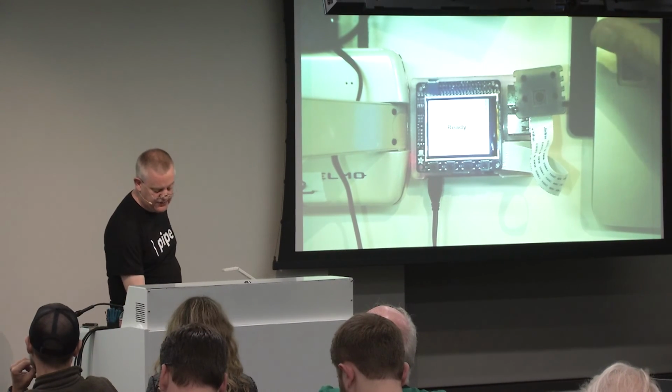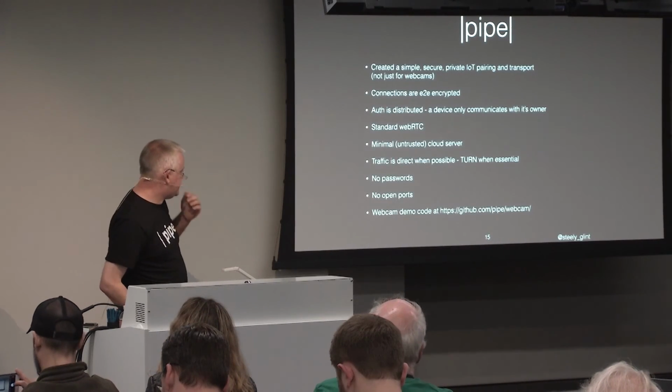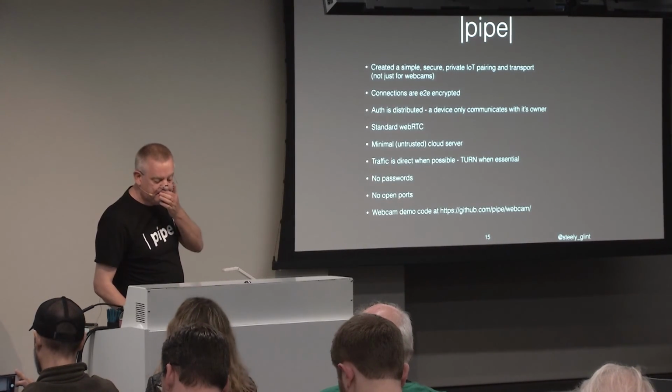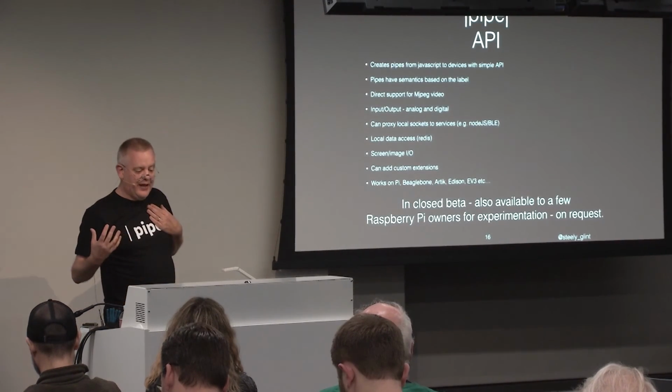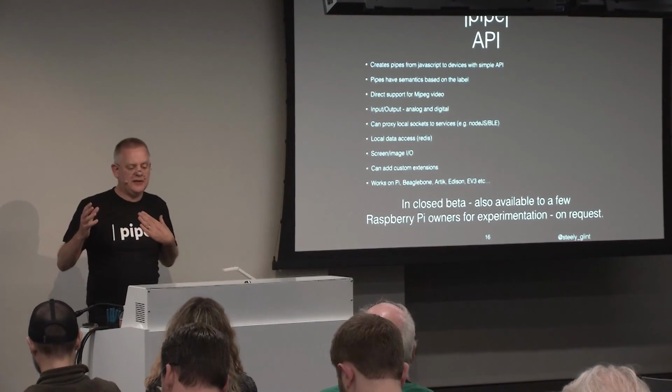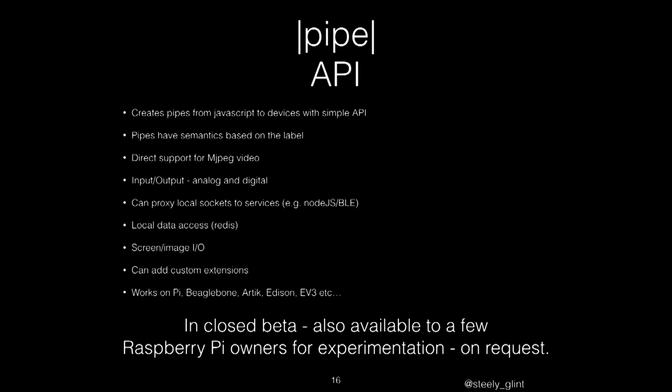Let me put myself back to that one. There we go. Yeah. So that's where the code is. So the API, the magic of the API, is really only that it creates a pipe from one end to the other with a really simple API, and the semantics of the pipes depends on the label that you give it. So this particular one was just like a camera with MJPEG, but it could be analog or digital inputs and outputs from an IoT device.